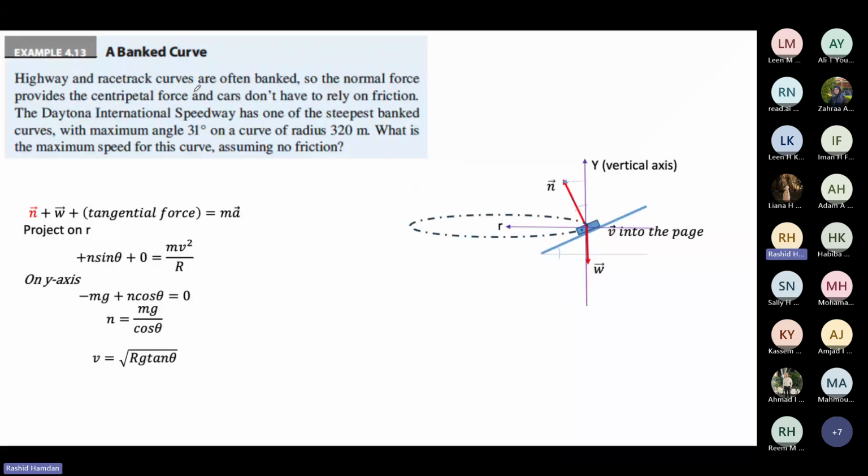One way actually to get around this relying on friction to turn is what we call banking. So highways and racetracks curves are often banked. So the normal force provides a centripetal force and the car does not have to rely on friction.